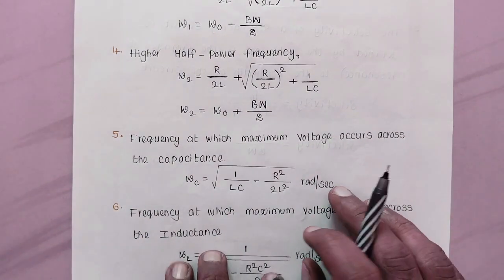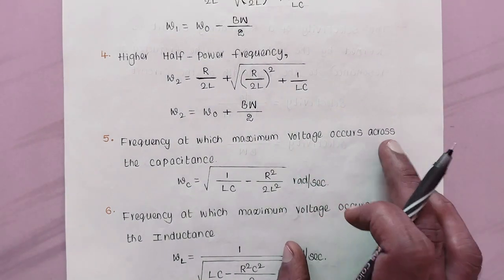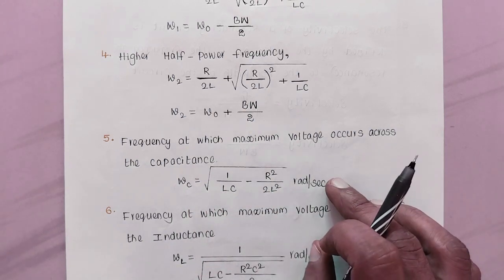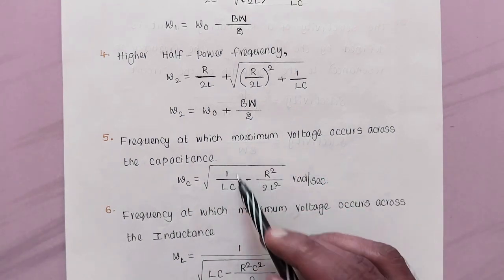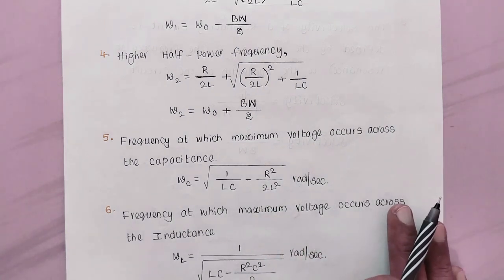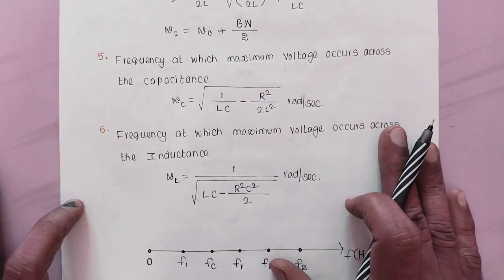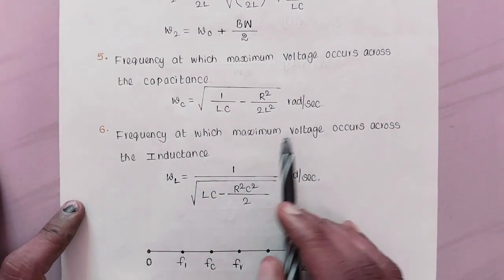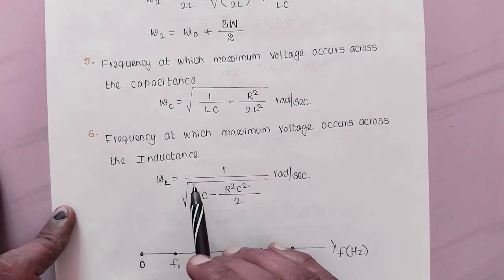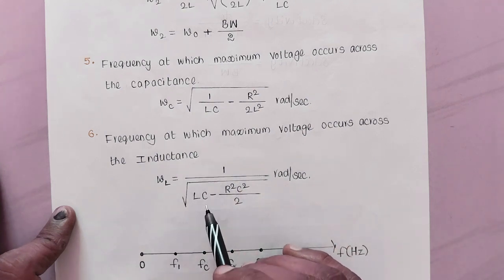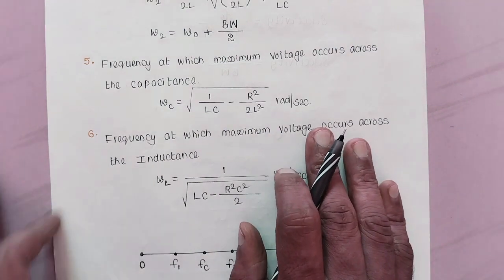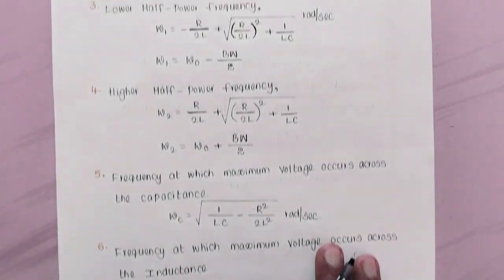The frequency at which maximum voltage occurs across the capacitance, let it be omega c in radians per second, is equal to root of 1 by LC minus R square by 2L square radians per second. Similarly, the frequency at which maximum voltage occurs across the inductance, omega L in radians per second, is 1 by root of LC minus R square C square by 2. All these mathematical expressions depend on the resistor, inductor and capacitor values.